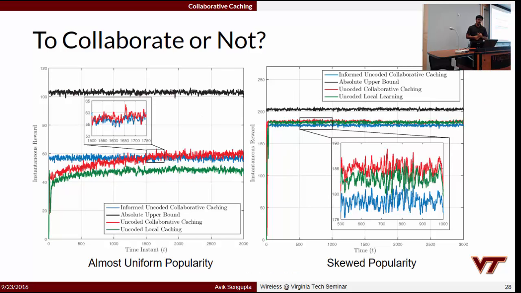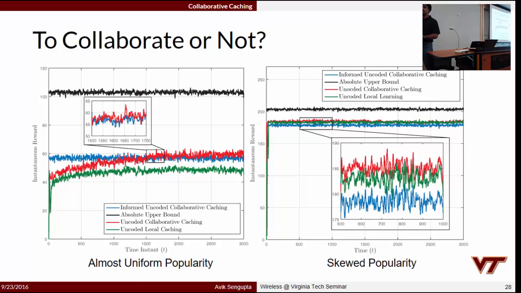So the main question is whether you want to collaborate or not. So it turns out that obviously collaborative caching, when you do it across multiple base stations, it gives you a performance advantage over non-collaborative caching, where you're learning locally over each base station. And this blue curve is basically a curve where you are given the distribution. So if you know the true distribution of the demands, the blue curve is what you will achieve.